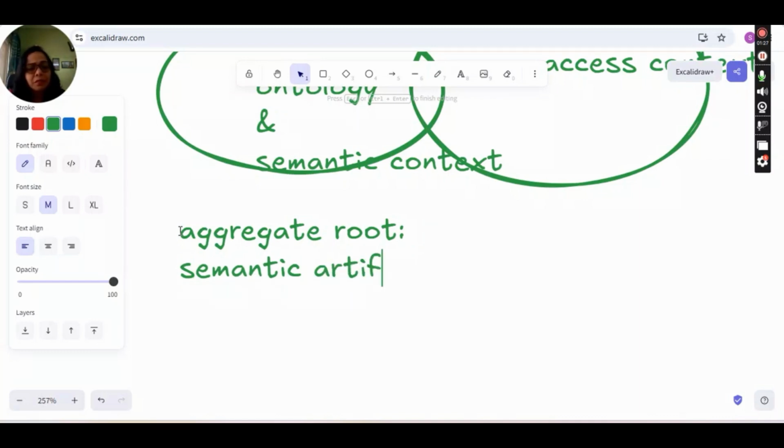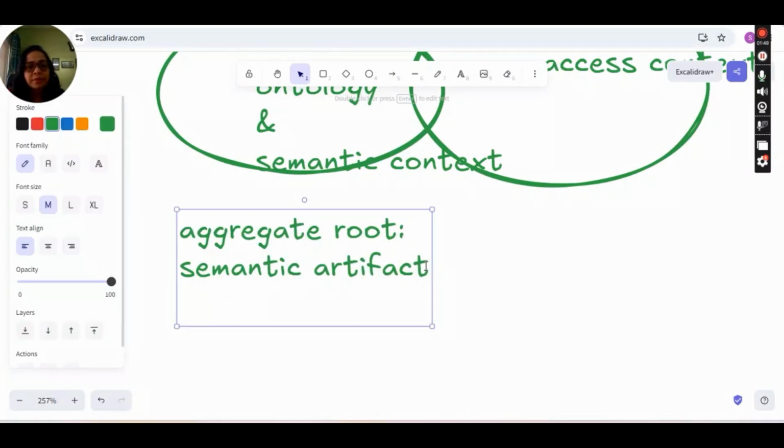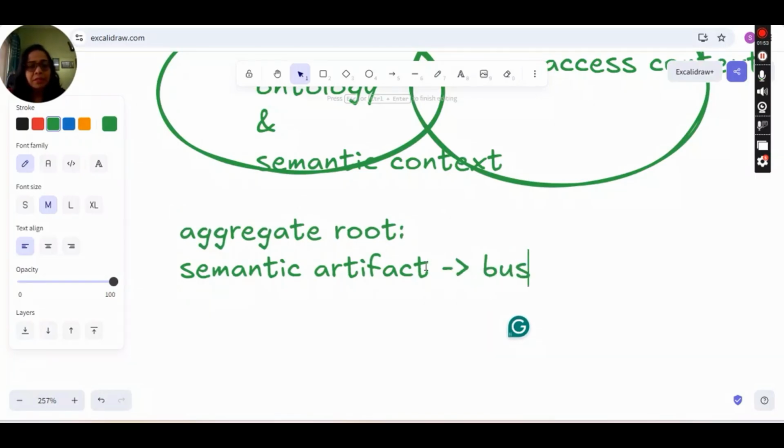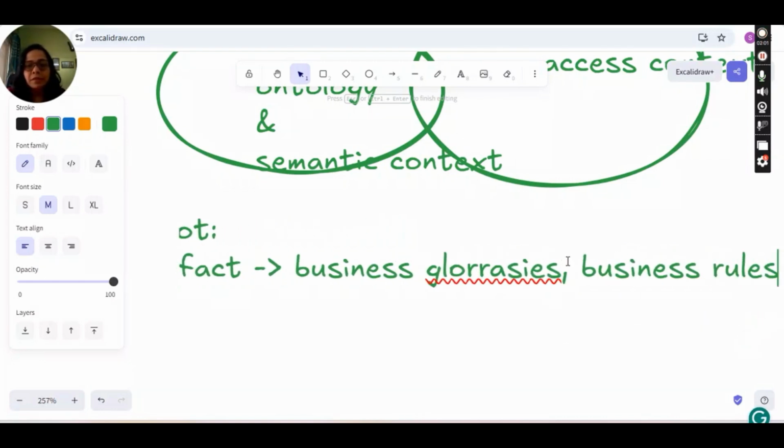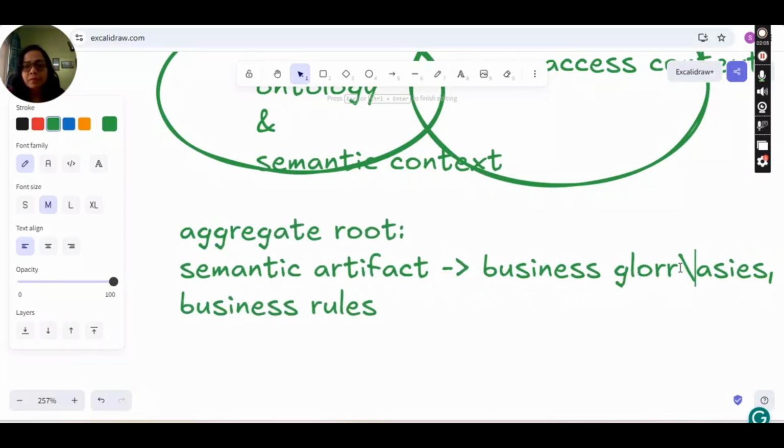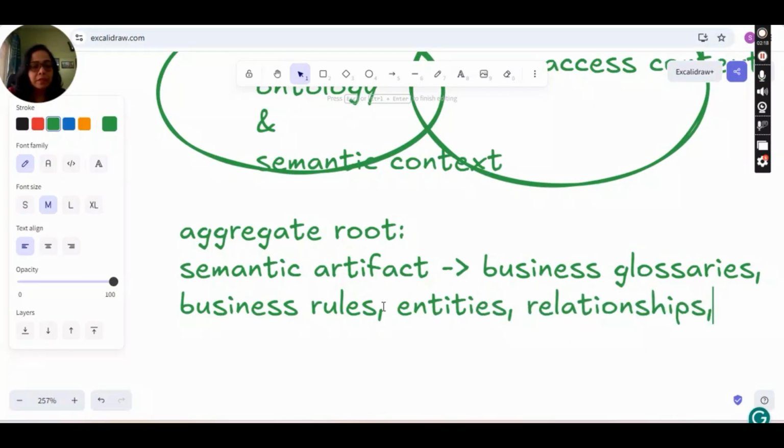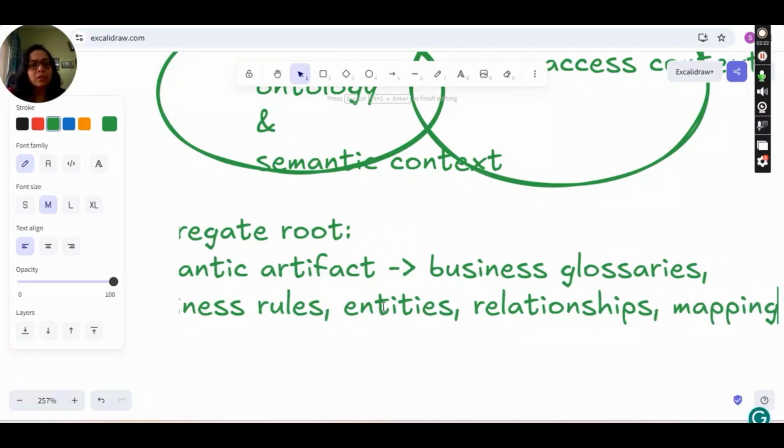So what are the different domain objects inside this aggregate root? It is a cluster of business glossaries, business rules, then some kind of entities, relationships, some kind of mapping, right? All this will come inside there. So all tied to one physical column or some concept.